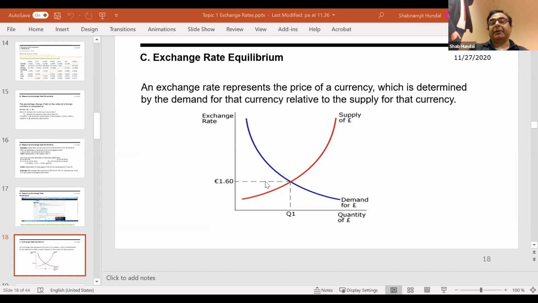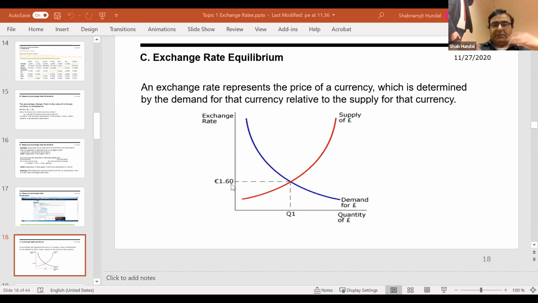And let's say the equilibrium is a pound equal to 1.60 euros. And this is not decided by any government. This is decided by the market, the buyers and sellers, the importers and exporters. Okay, and this is the market decision.